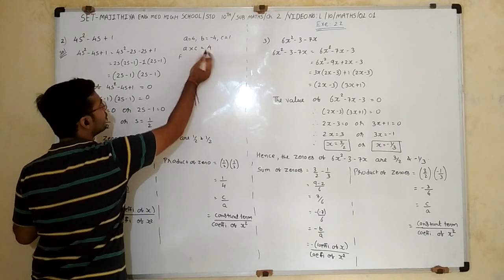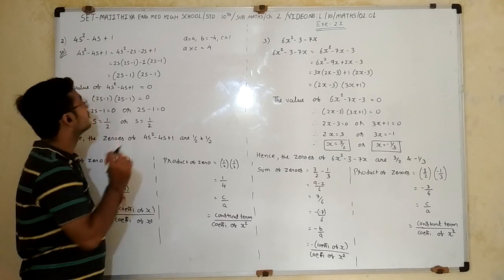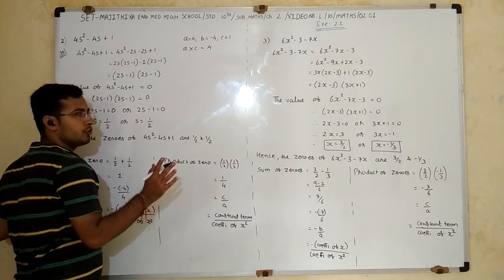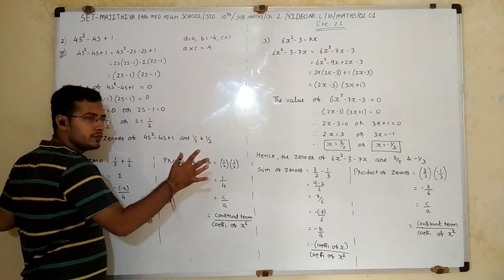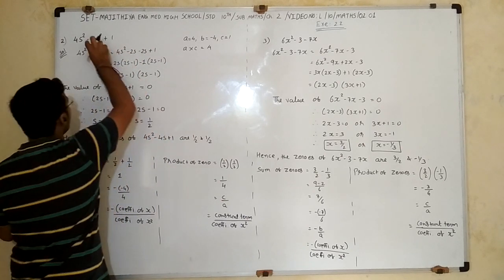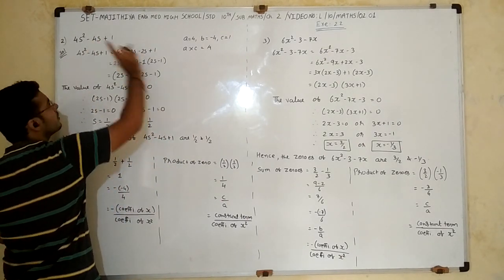Now the factors of 4: 2 twos are 4, and 1 four is 4. With the help of addition I need 4, but 4 plus 1 is 5 and 2 plus 2 is 4. And I need minus, so I take −2 −2. So −2 −2 is −4.